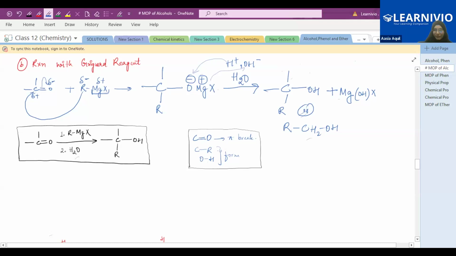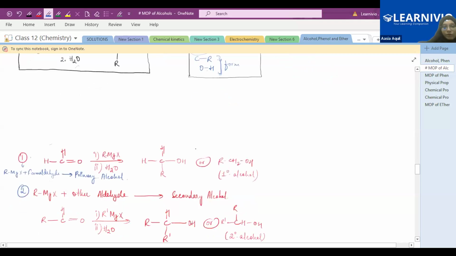Just break this CO bond. You have to break this pi bond, the double bond, and a new bond will be formed between the carbon and R group. This carbon and R group is a new bond, and simultaneously the OH bond will be formed. These two new bonds will be formed, and this old bond, which is the pi bond, will break. So that's how the reaction proceeds, and you will get an alcohol.